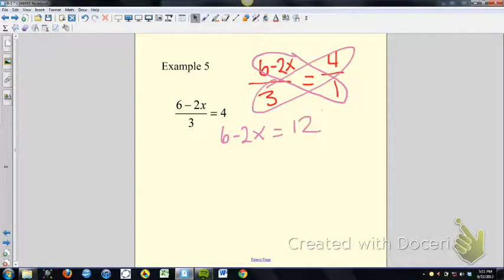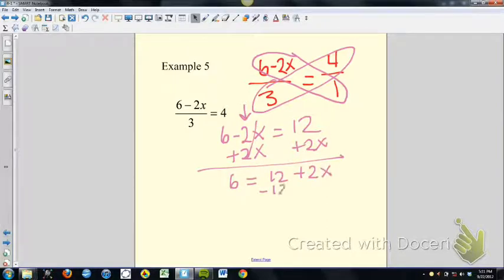Okay, and then we just have an equation like example number 3, I think it was, where the term with the variable is the subtrahend of a subtraction problem. So again, at this point you can pick either adding 2x to both sides, or you can change it into addition. Okay, then you'd subtract the 12.